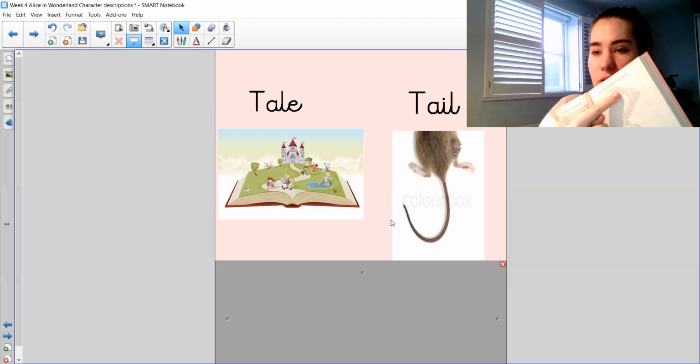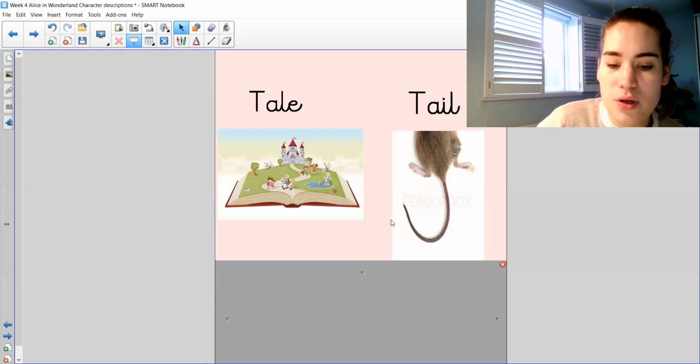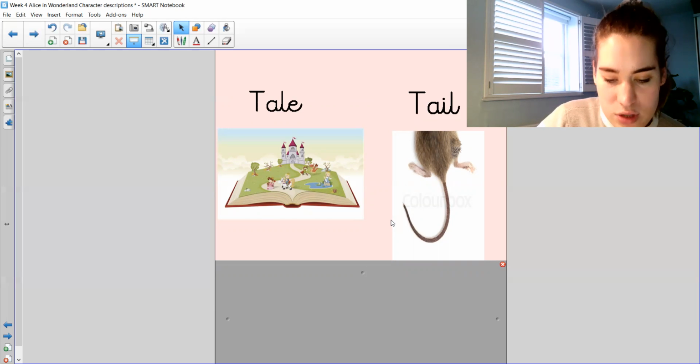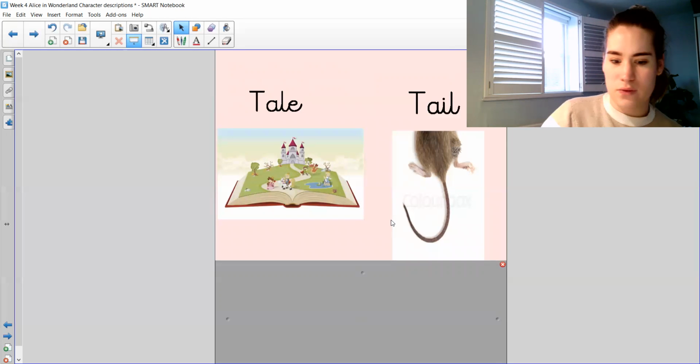So I'm going to read you now the mouse's tale. Fury said to a mouse that he met in a house, "Let us both go to law. I will prosecute you. Come, I'll take no denial. We must have a trial, for really this morning I've nothing to do," said the mouse to the cur. "Such a trial, dear sir, with no jury or judge, would be wasting our breath." "I'll be judge, I'll be jury," said cunning old Fury. "I'll try the whole cause and condemn you to death."